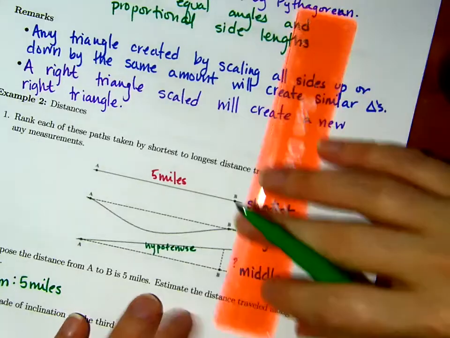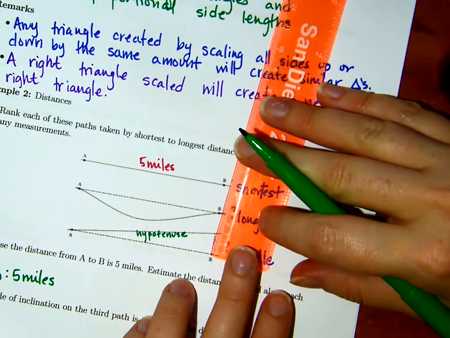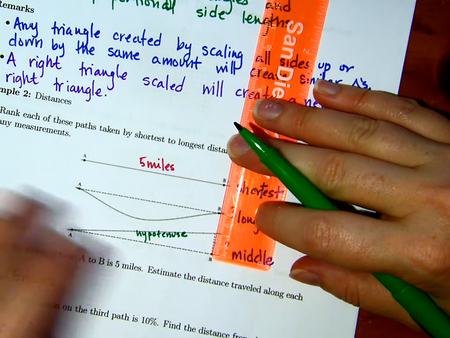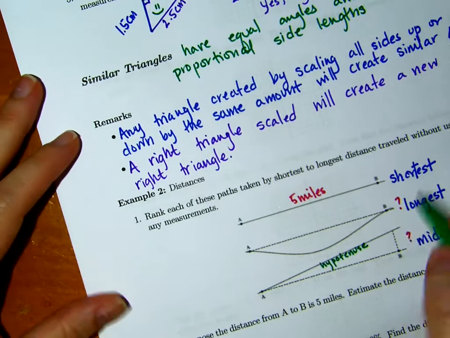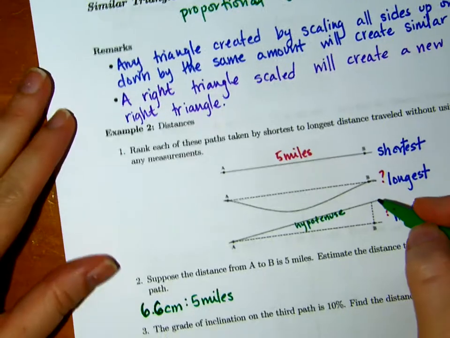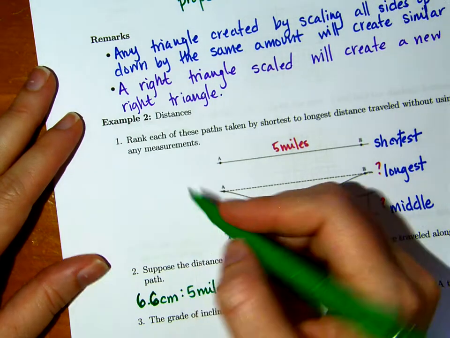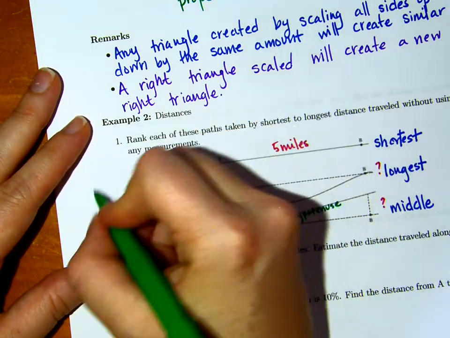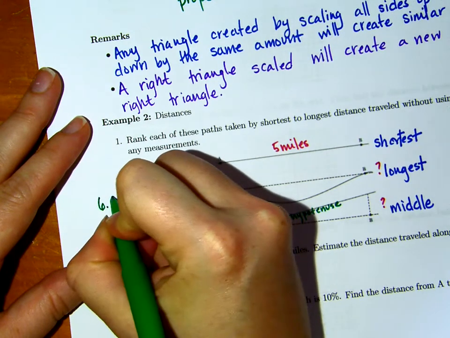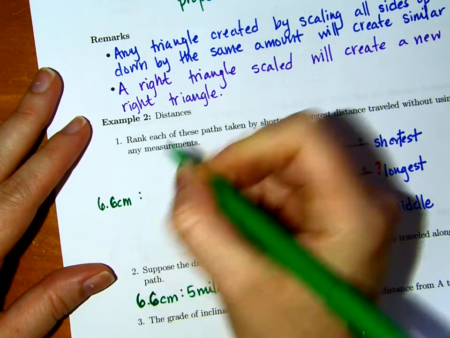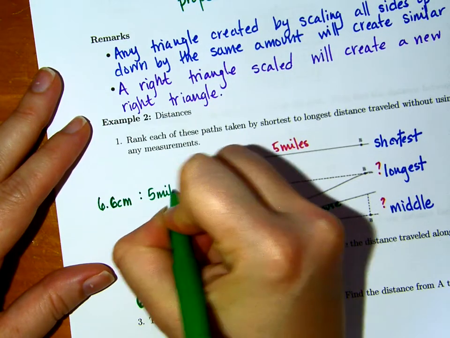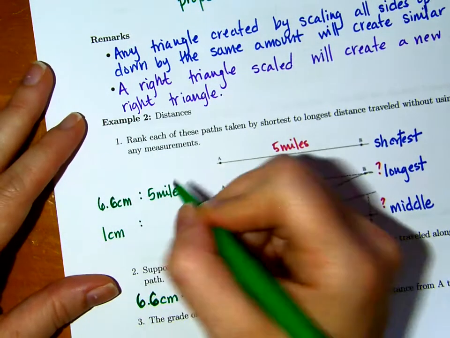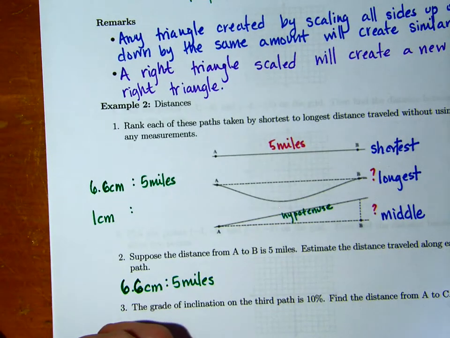Let's see. How tall is this? Well, the height of that is perfectly 1 centimeter. So because this is 1 centimeter tall, I can create the ratio. 6.6 centimeters is to 5 miles, as 1 centimeter is to, oh, it looks like I need to scale this ratio down by 6.6.